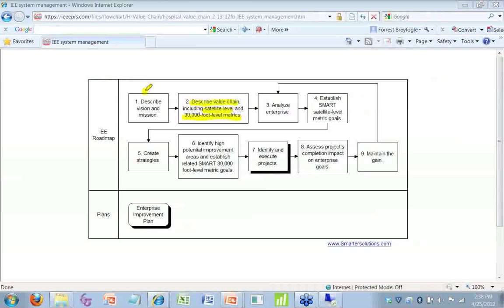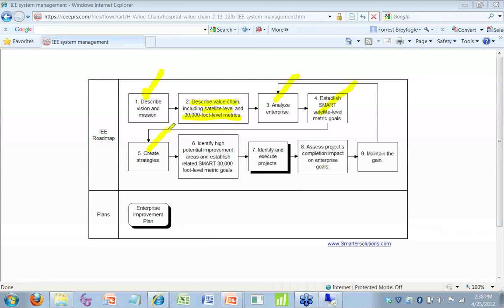So fundamentally, you start with your vision and mission. You describe what you do and how you measure what you do, which is basically what we've been doing. Then you want to analyze the overall situation. And that's kind of what we were doing through the value chain. Obviously, you would have more things that you might look at than just the value chain. Then we want to create SMART satellite level metric goals. Those are financials. Well, how about if we go in and decide that we want to just move up our monthly profit margins to what they were previously before that hospital moved into town. Okay, so that could be our goals.